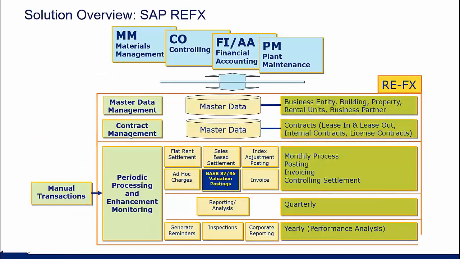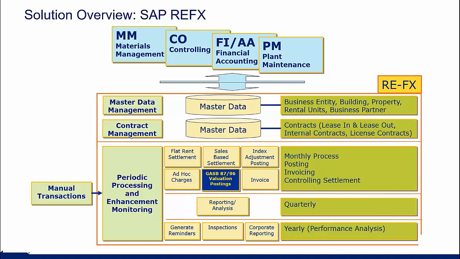Okay, so this is the solution overview. As I said earlier, we have been hearing about two modules of SAP. One is the SAP REFX module, and the second one is the SAP CLM module. REFX stands for Flexible Real Estate Management, and CLM stands for Contract and Lease Management. REFX is a bigger module. It has been in place for the last 25 years, and existed before the GASB 87, GASB 96 days as well. This module has three components.